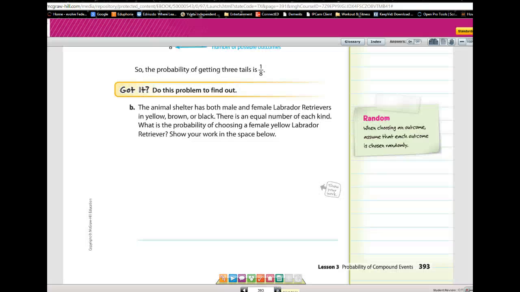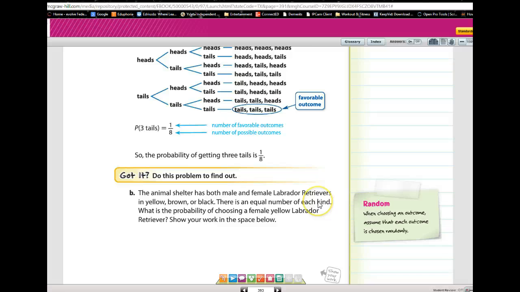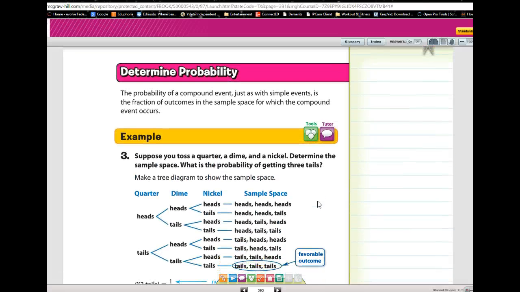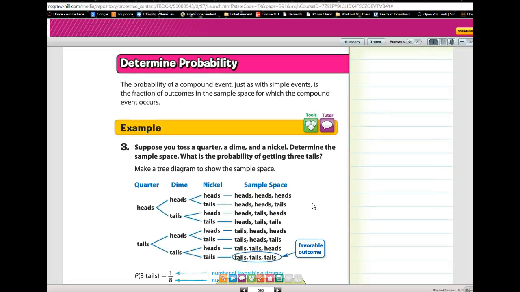On page 393, we are going to go ahead and look at how we actually determine probability. And it's a really easy sequence of events that we have to do, and most of you have been doing it already. But now we're going to formalize it for the sake of your notes. So to read from the book, it says, the probability of a compound event, just as with simple events, is the fraction of outcomes in the sample space for which the compound event occurs.